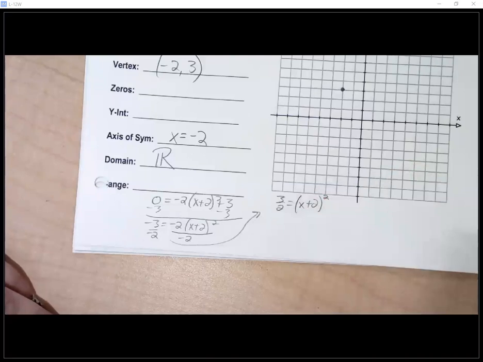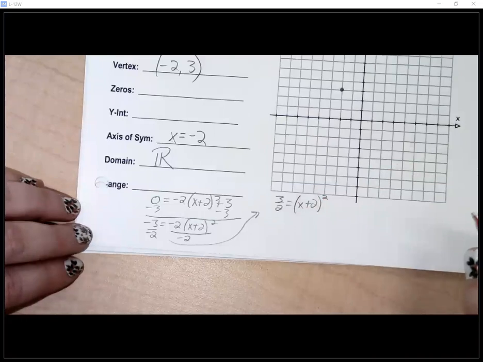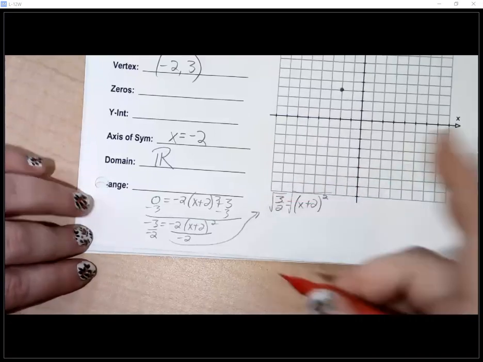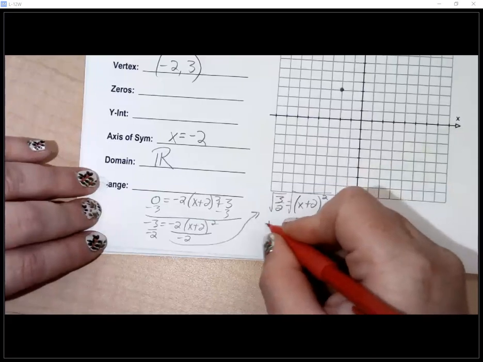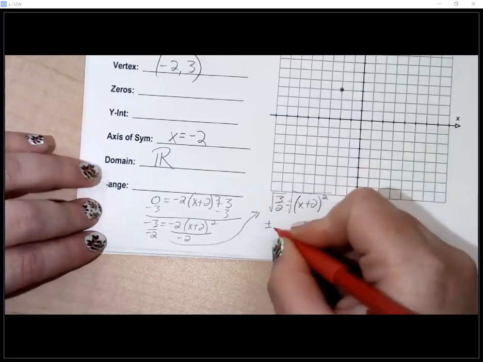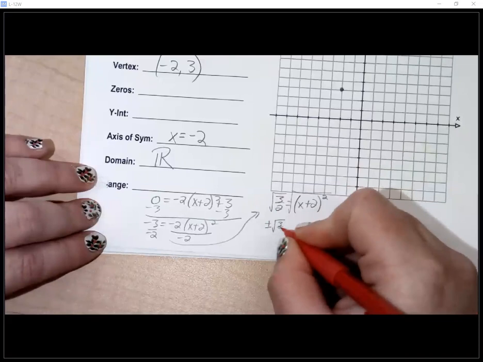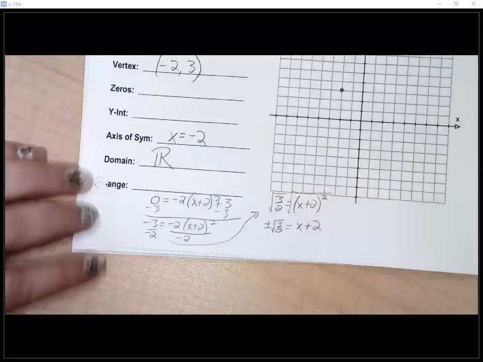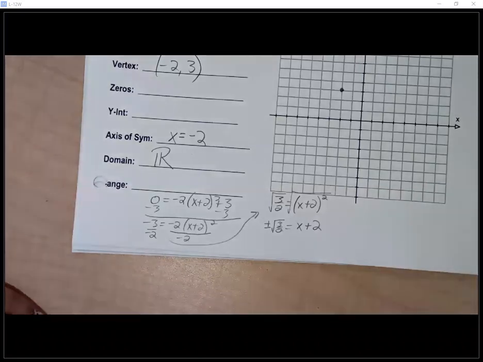Jake? You can take the square root of both sides. Don't forget, whenever you take a square root, you need to remember positive and negative roots. So I have positive negative square root of 3/2 equals x plus 2.